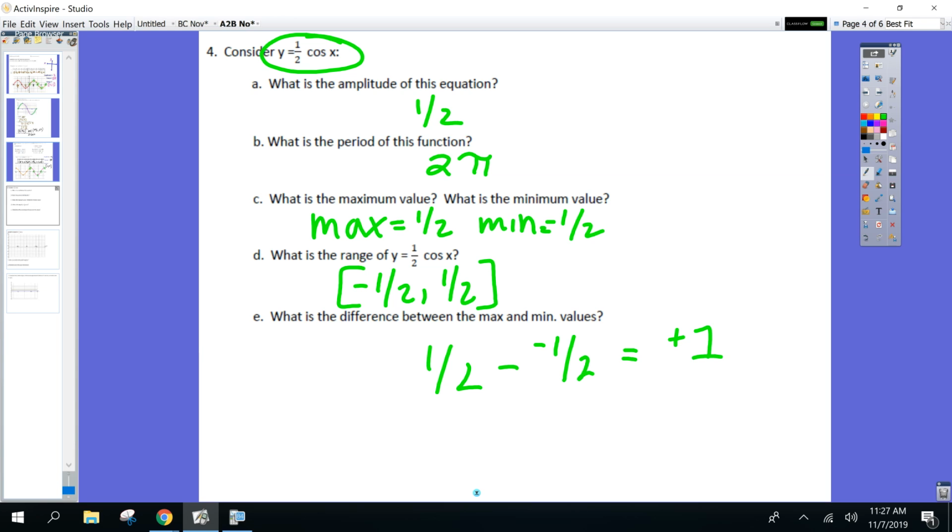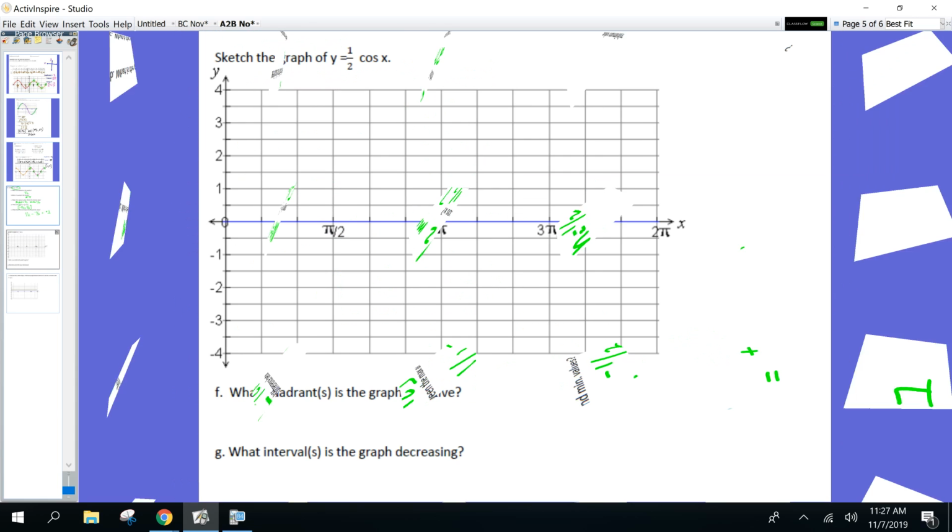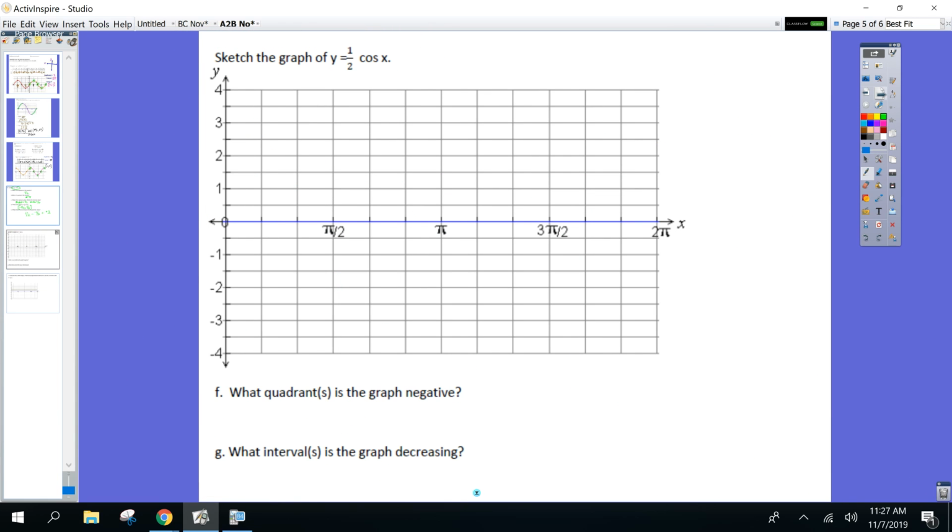Okay, graph it without touching your calculator. Let's start getting this habit. It's a cosine curve. Where does cosine usually start? Oh, no, I don't want to hear that anymore. That's a bad habit, and I understand it. Starts at its max. Think of it that way. All right, starts at its max. What's the max for this one? 1/2. So make sure we start at 1/2.